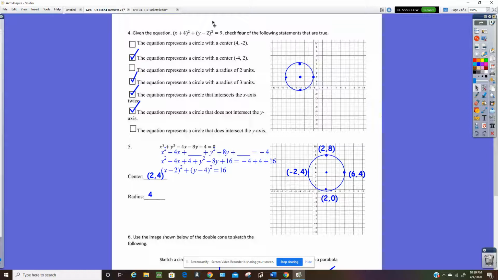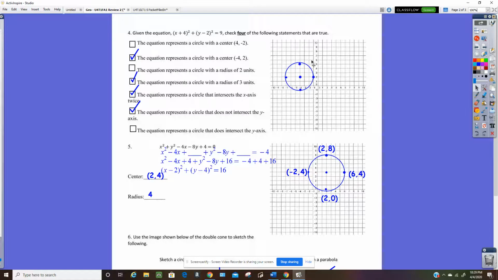So here's an equation. Check the 4 that are true. So the opposite of 4 is -4. Opposite of 2 is 2. Let me say that again. Opposite of -2 is +2. So here's the center. The radius is the square root of 9, which is 3.